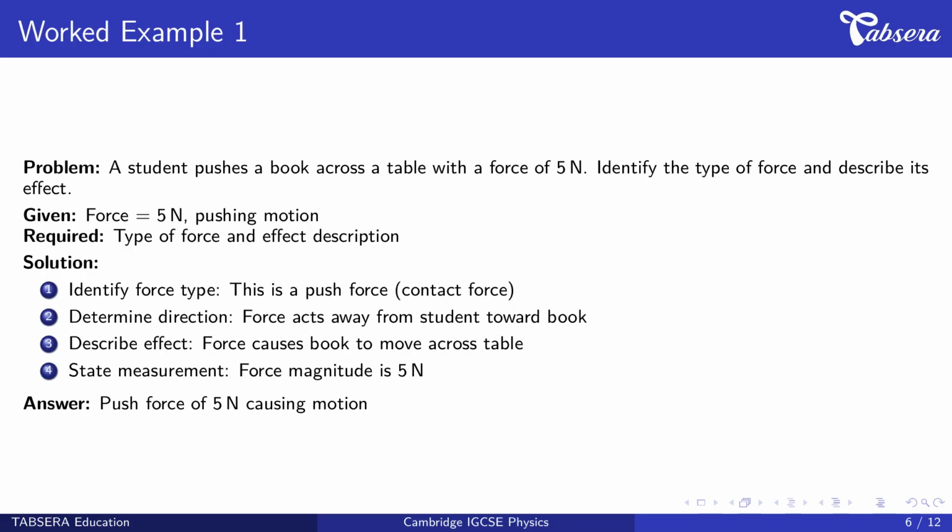Step 1. Identify the force type. Since the student is pushing, this is a push force. It's also a contact force because the student touches the book. Step 2. Determine direction. The force acts away from the student toward the book. This is characteristic of push forces. Step 3. Describe the effect. The force causes the book to move across the table, demonstrating motion change. Step 4. State the measurement. The force magnitude is 5 newtons. The complete answer is push force of 5 newtons causing motion.